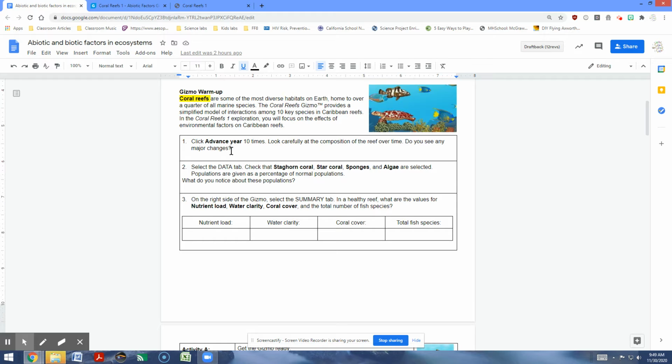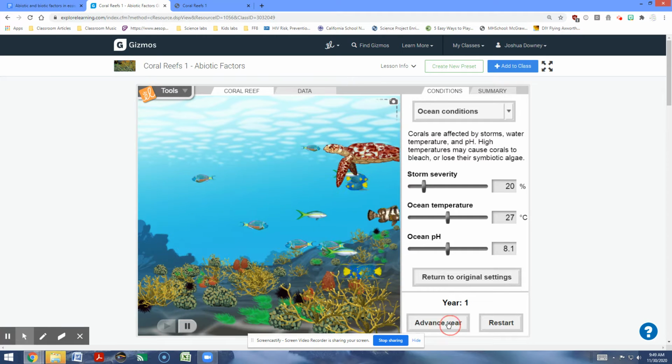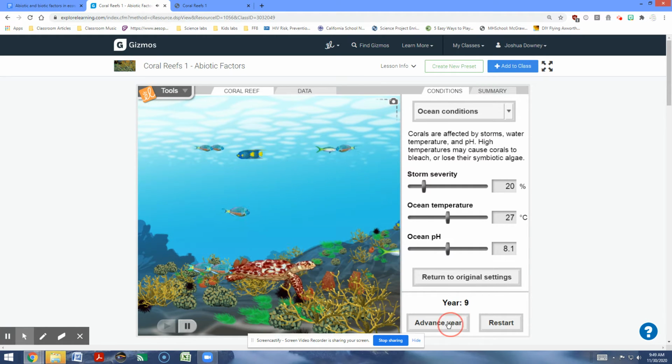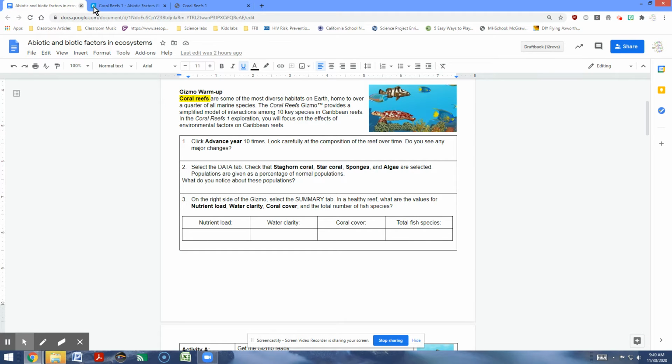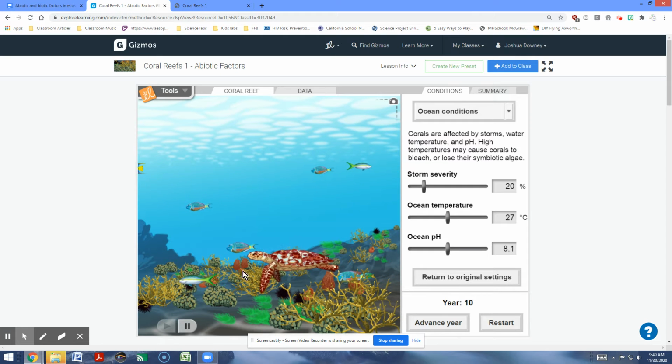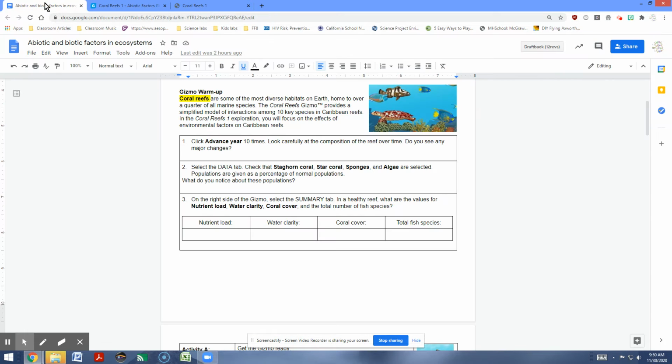The warm-up, and here we're looking at how you are able to manipulate this gizmo. It says click advance year 10 times. Right here, advance year. So we've gone through 10 years. Do you see any major changes? Is anything major changed? Does it look like much has changed? Still have pretty much the same organisms. We'll go through and look at the summary to find more.